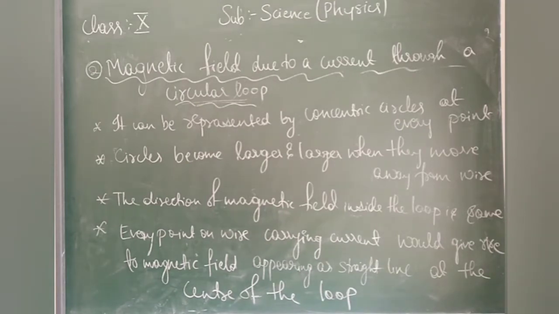So we just took an example for two sides of the wire to show the magnetic field, but it will give the same thing wherever we spot on that wire, and finally it will appear as a straight line at the center of the loop. So these are the main points which we learned under magnetic field due to a current through a circular loop.